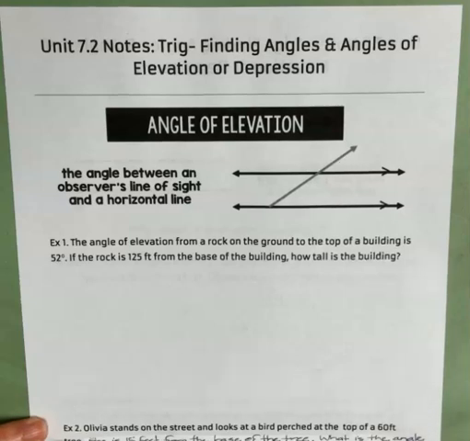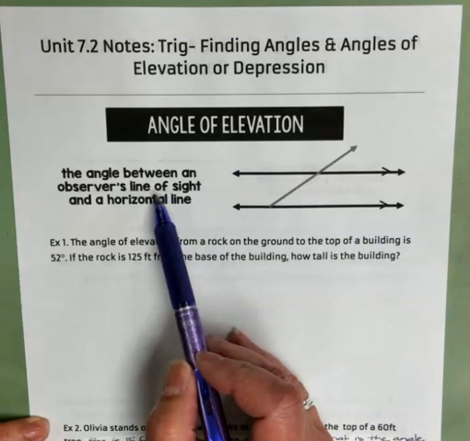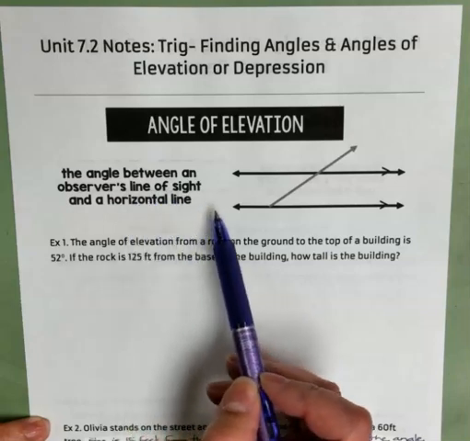Alright, in this video we're going to look at how to solve angle of elevation problems. So let's start with the definition. Angle of elevation is the angle between an observer's line of sight and a horizontal line.